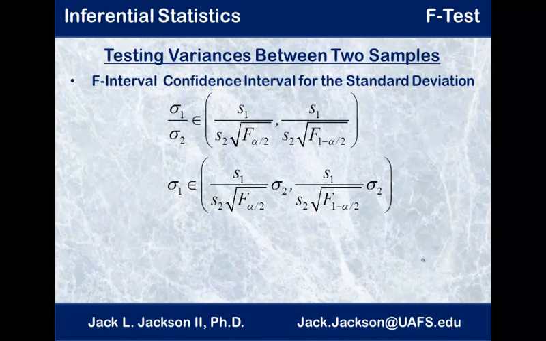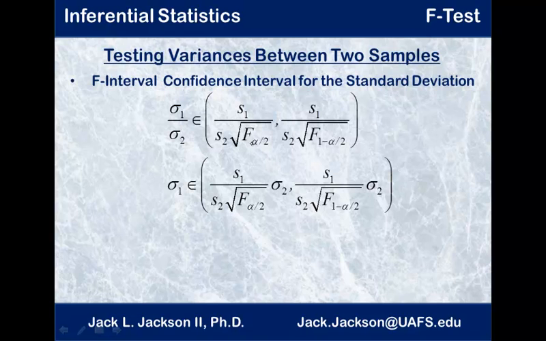So the confidence interval is usually for the ratio, sigma 1 over sigma 2, that is the population standard deviation over the population standard deviation for the two populations. And it turns out to be the sample standard deviation 1 over sample standard deviation 2, times these other factors: the square root of F sub alpha over 2 on the bottom, and the square root of F sub 1 minus alpha over 2 here.